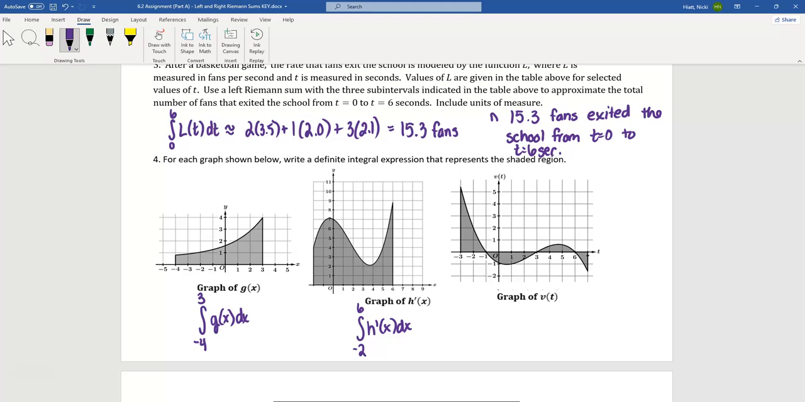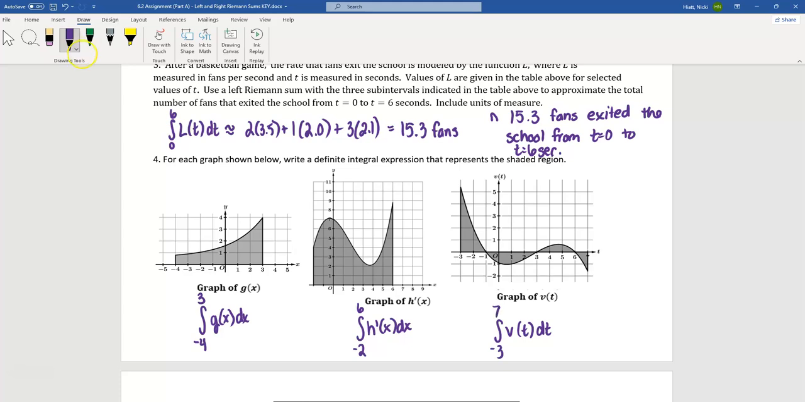And this last graph's pretty crazy. We haven't really seen one like this yet. It's something that we will need to talk about here in the future. But the graph is v of t, so we would have the integral of v of t dt, and it's just going to be from -3 to 7. You're still just looking at those endpoints.